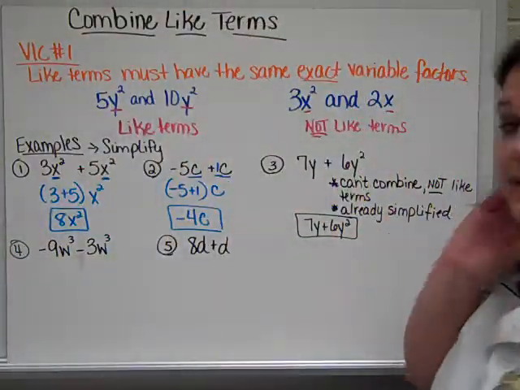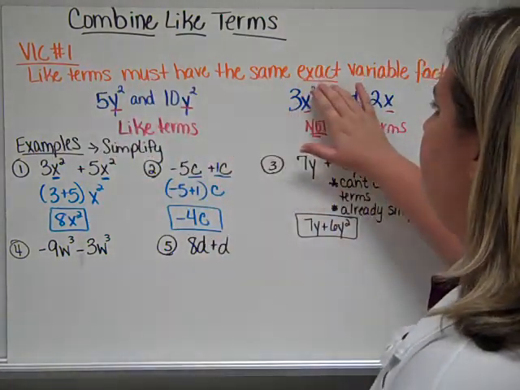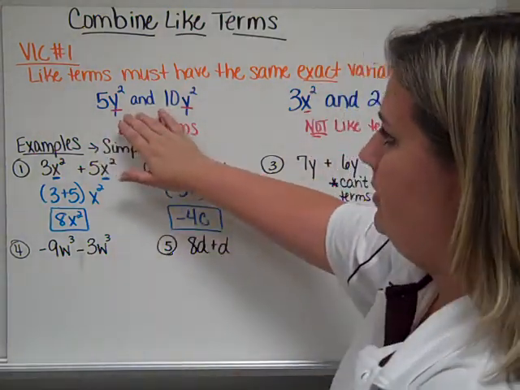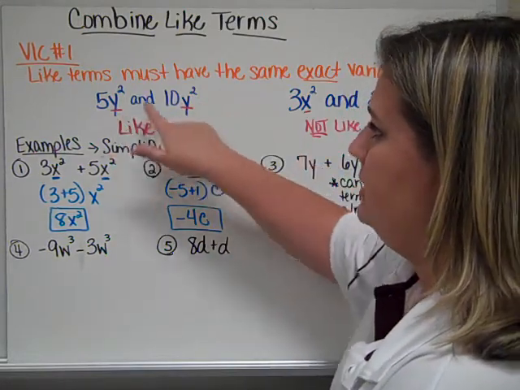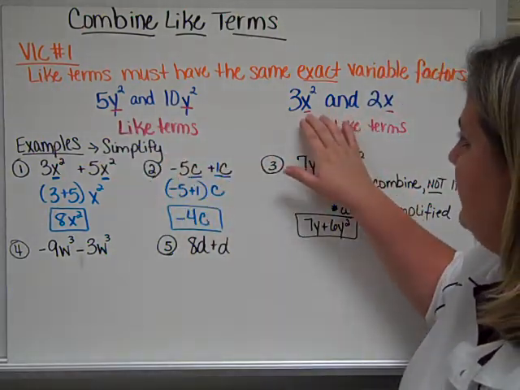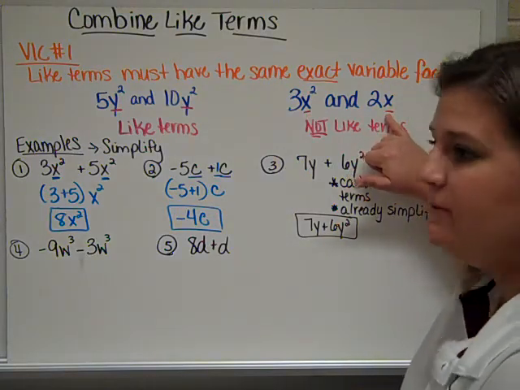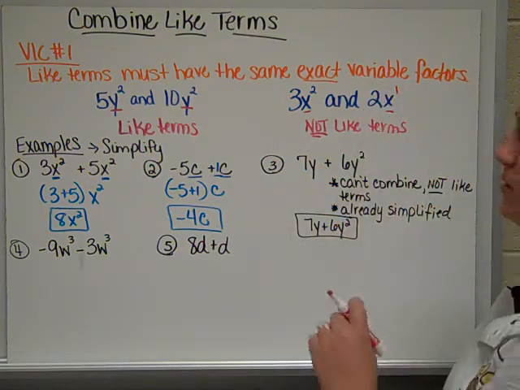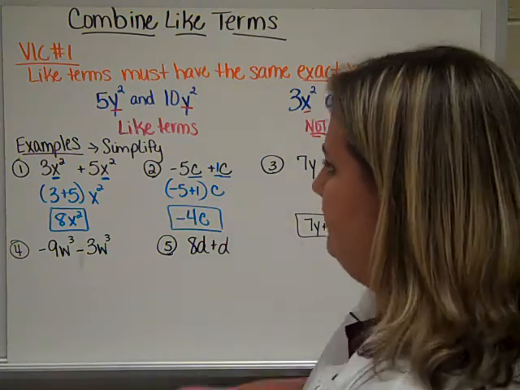All right, last thing, combine like terms. Number 1, like terms must have the same exact variable factors. So here, this variable factor is y squared, and this one has y squared. We would consider these two terms to be like terms. These two: this one has x squared, but this one only has an x. They are not like terms. They may have the same variable, but they have different exponents. Remember, this one has an exponent of 1. So those are not like terms. We cannot do anything with those.